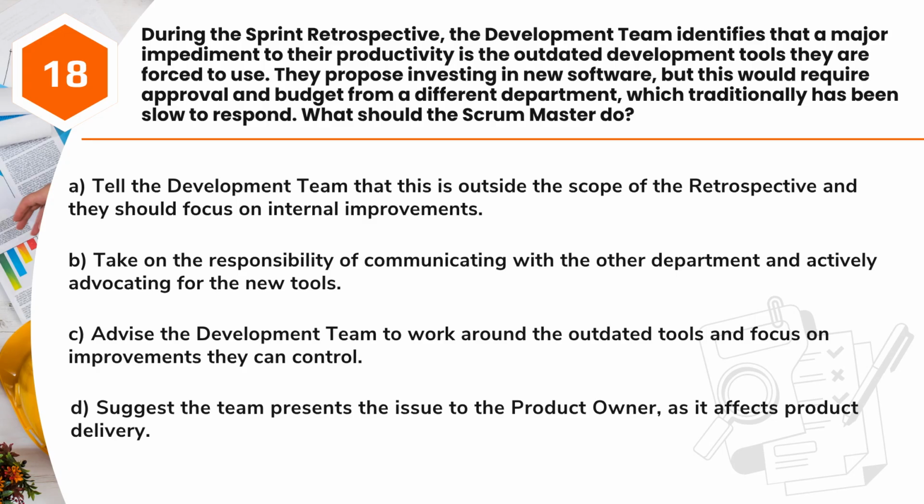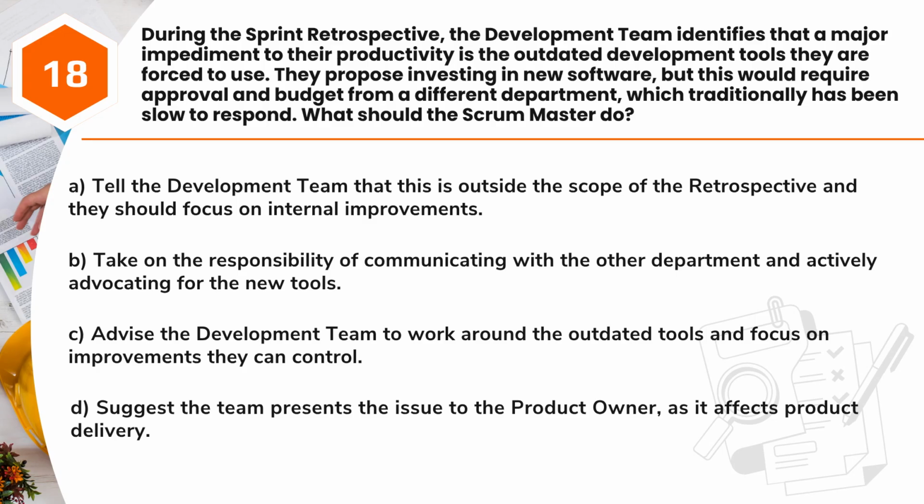During the Sprint Retrospective, the development team identifies that a major impediment to their productivity is the outdated development tools they are forced to use. They propose investing in new software, but this would require approval and budget from a different department, which traditionally has been slow to respond. What should the Scrum Master do?